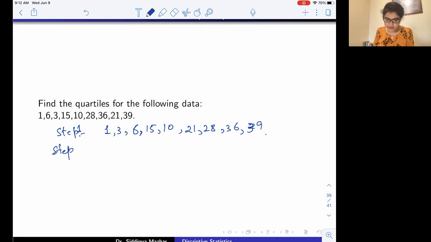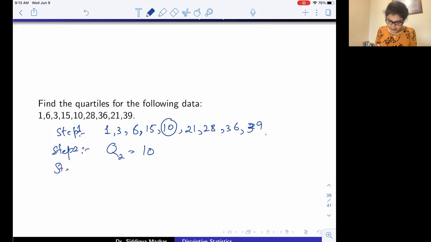Step two is very easy to find. I would suggest you first find Q2. You can just find the median of your given data values. How can you find the median? Four values are on your right, four values are on your left. So this is your median value. So Q2 is 10.